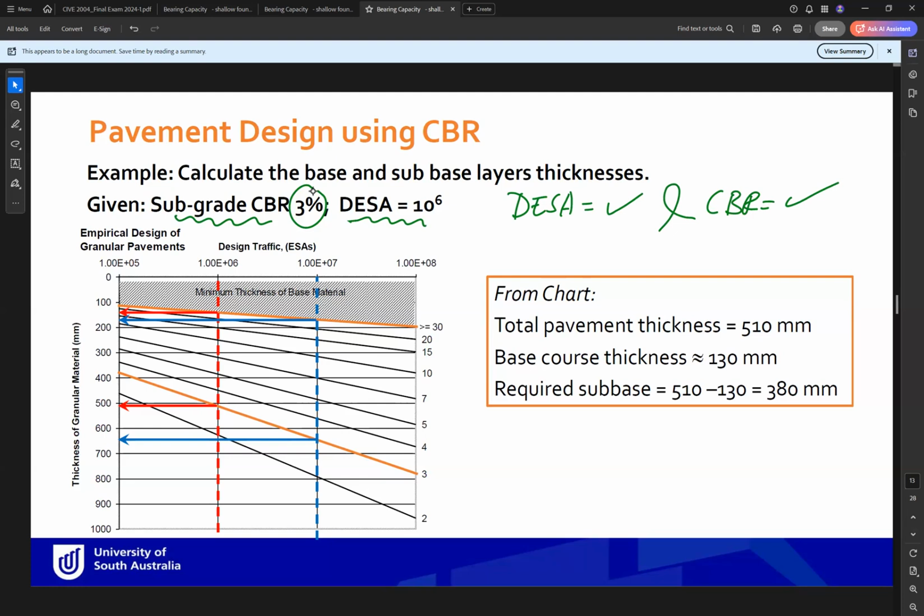So here, how much is DSA? 1 times 10 to the power 6, for example. How much CBR? 3%. So let's say we have 1 million DSA and we have CBR of 3%. So here you get the DSA or the design traffic and allocate the value. How much is the value? 1 million. So I put 1 million and then I go in a straight line like this.